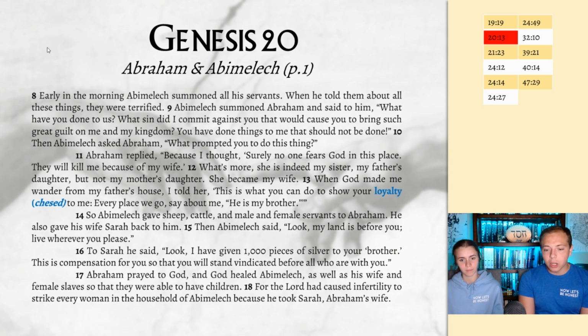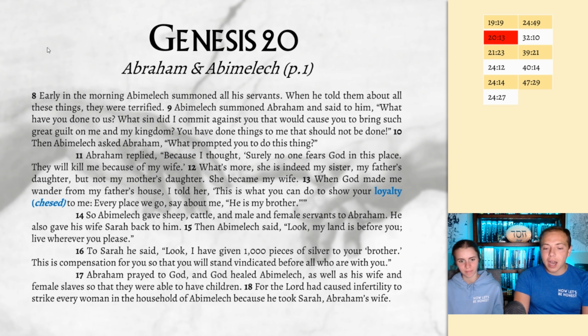Then Abimelech said, "Look, my land is before you. Live wherever you please." Do you see how it increases one upon another? We see the bad form of Hesed, and then you have the true form of Hesed, but it's not explicitly stated. It just builds upon it. To Sarah, he said, "Look, I have given 1,000 pieces of silver to your brother." I like how the NET Bible puts it in quotations there. Yeah. To your brother. "This is compensation for you, that you will stand vindicated before all who are with you." Right? And so it's like here, Abimelech's just giving.